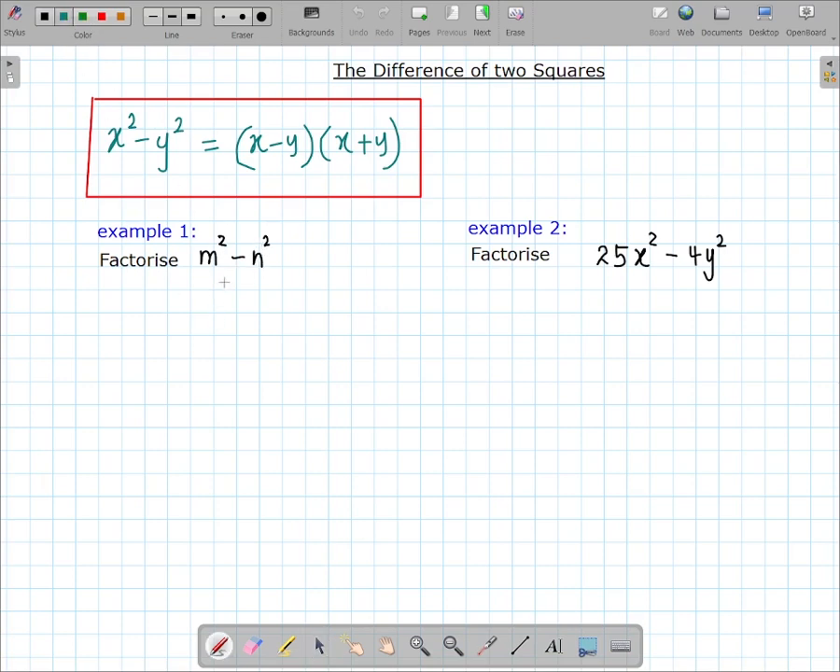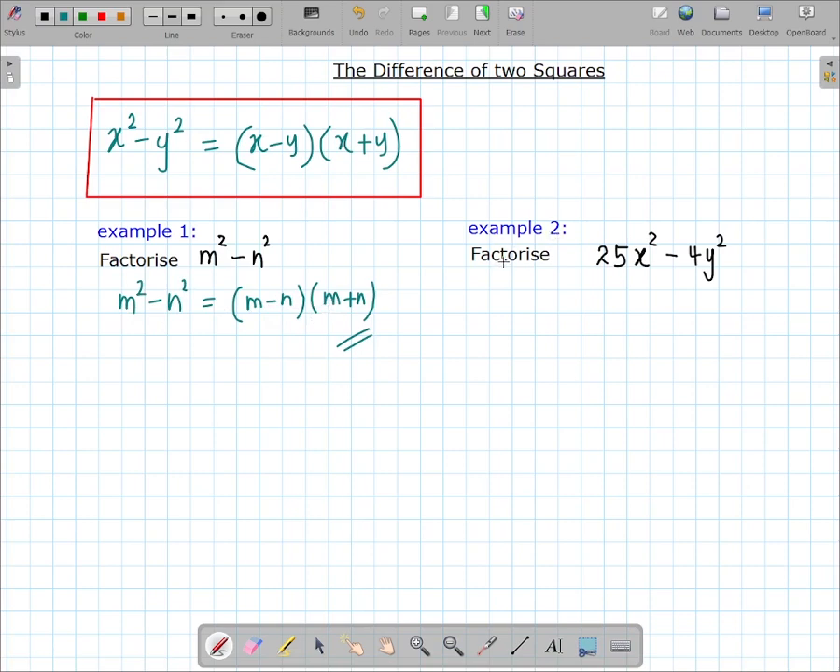So first check whether that is a difference of two squares. Yes, it is m squared minus n squared. Then we can write this as a product of two brackets. I write two brackets here. One bracket is minus, the other bracket is plus. So m squared minus n squared equals (m minus n)(m plus n).